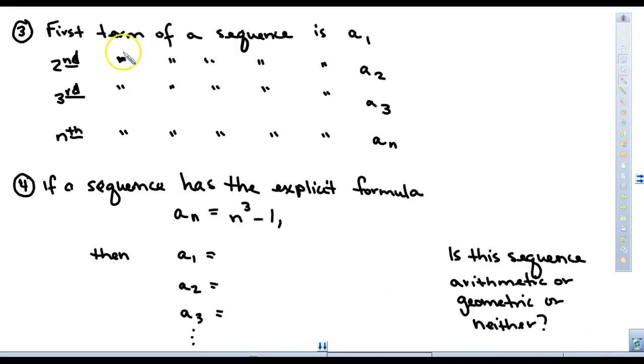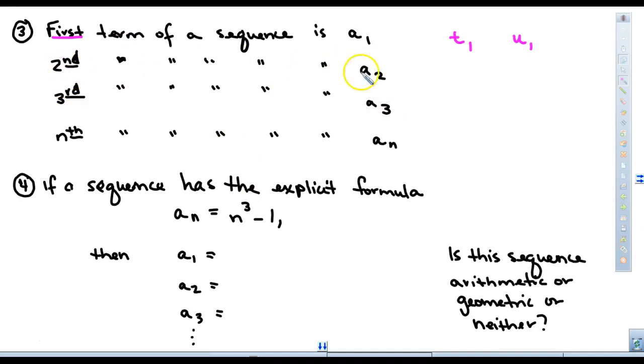Alright? Now, when we talk about sequences, we say that our first term of a sequence is referred to as a sub 1. Some textbooks will call that t sub 1. I've even seen some textbooks call it u sub 1. It doesn't really matter what the variable is. I'm going to use a sub 1 because that's what your state test is going to use.